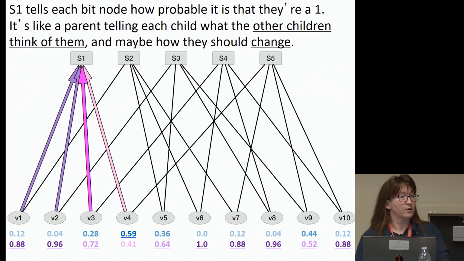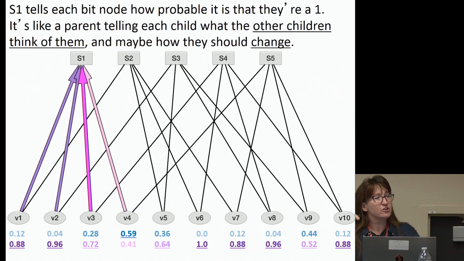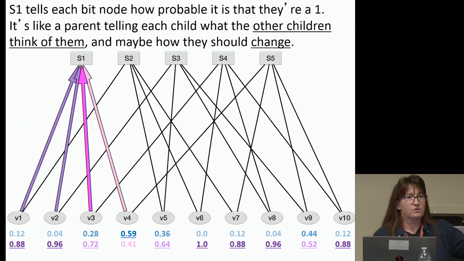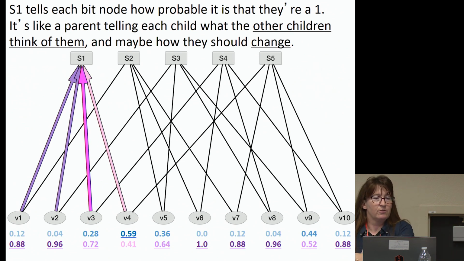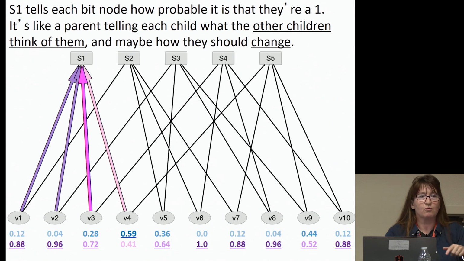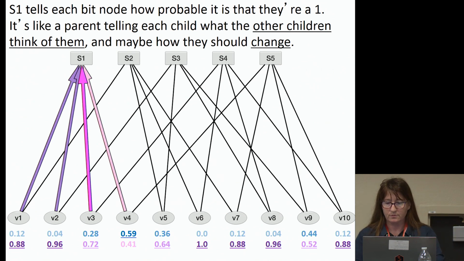S1 is going to do some processing, and then it's going to tell each of the bit nodes it's connected to how probable it is that they really are a 1. So it's like a parent listening to the children rat on the other children, telling the one child that's misbehaving what the other children are saying so that kid will change. And they're doing it for each kid. They're giving each bit the reports from the other bits.